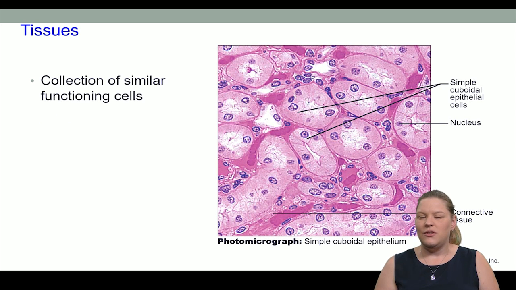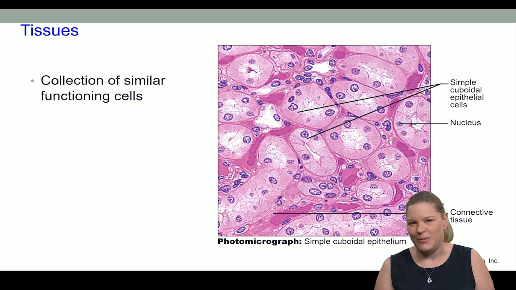When we talk about the functions that are occurring in our body, we quite regularly refer to the cell types that are carrying out those functions. But cells in the human body don't work on their own. They work together as a collection, and when we get a collection of cells together, we form the tissues. So our tissues are a collection of similar functioning cells in combination with their surrounding materials.